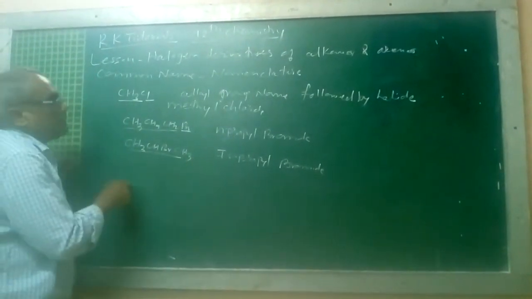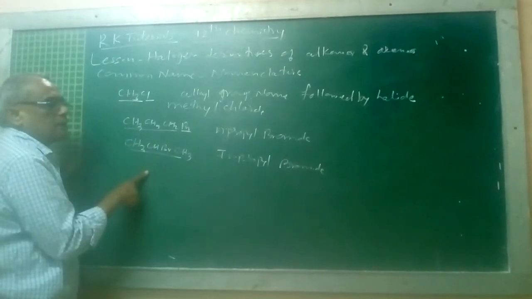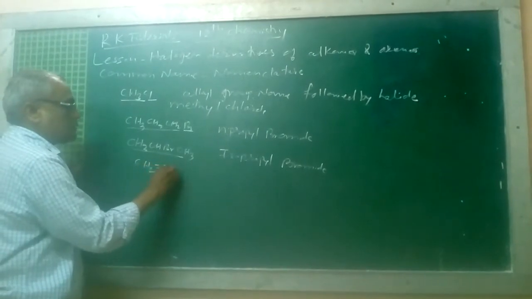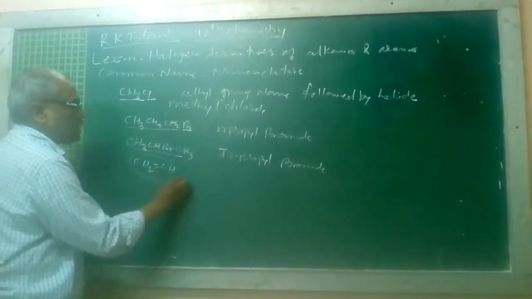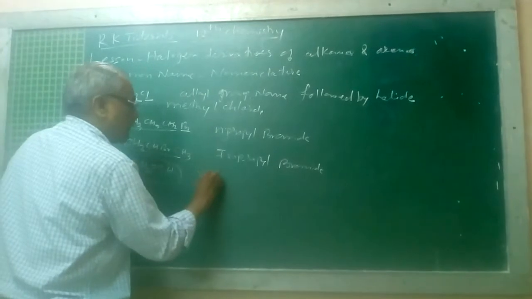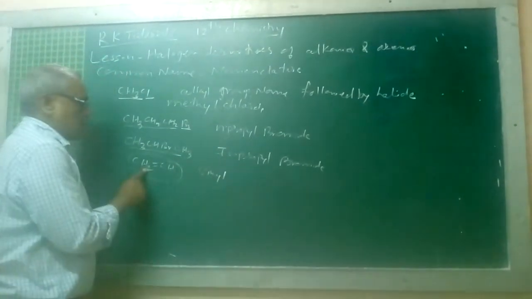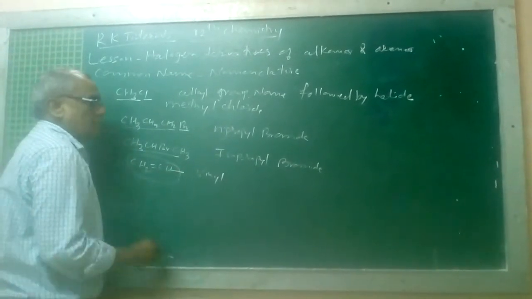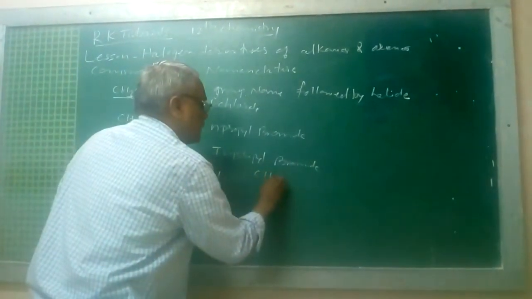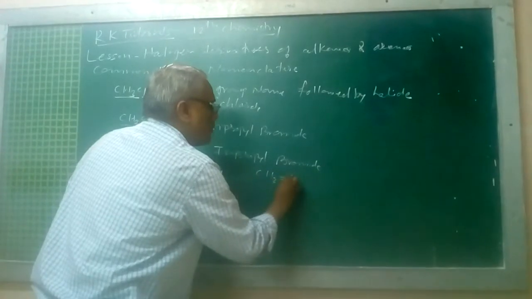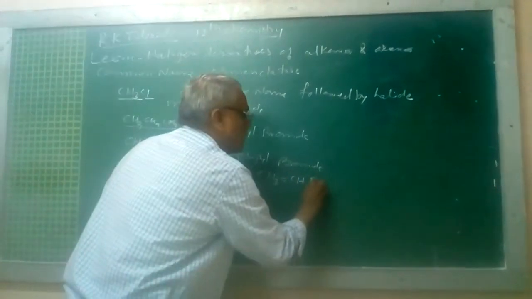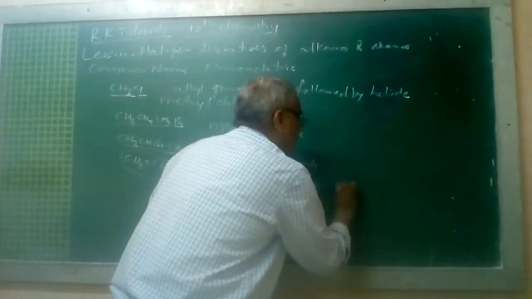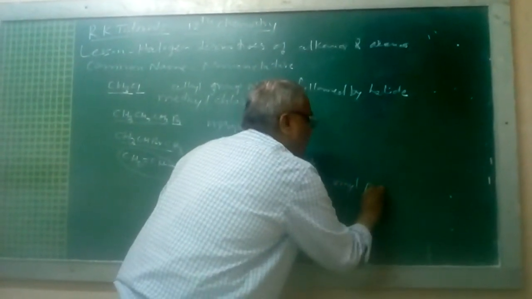Now, what about compounds having a double bond? Let's see an example. CH2 double bond CH. This group is known as the vinyl group, CH2=CH having a single valence. Example, CH2=CHBr. This is a vinyl group. That's why the name of this compound is vinyl bromide.